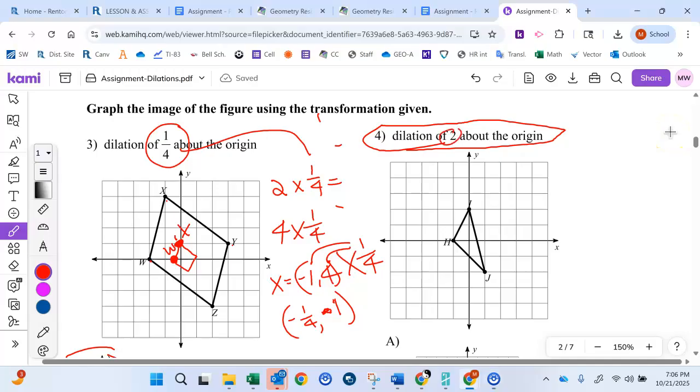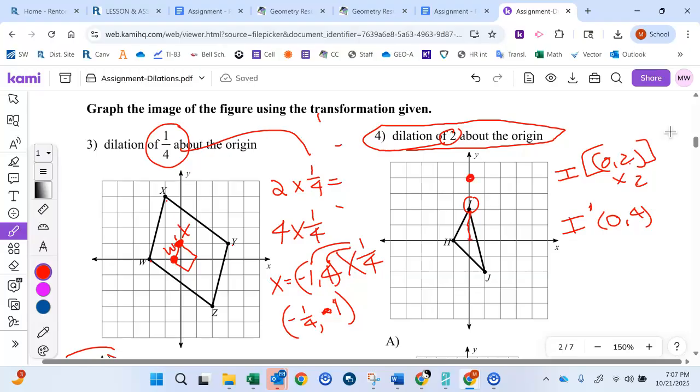This means we take every point and multiply it by 2. So if we've got I right here, it's 1, 2 up. So I would be, that's going to be 0, 2. If we multiply times 2, the whole point, 2 times 0 is 0, 2 times 2 is 4. So I prime, this is another way you can do it also, is going to be right there, okay?